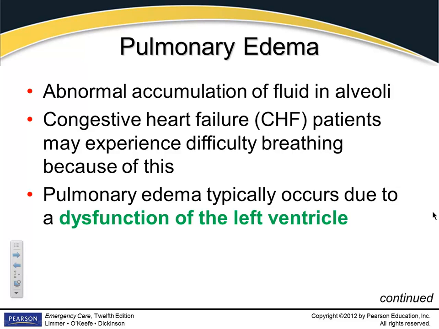Now you can have both right-sided and left-sided failure. If the left side's failing, eventually the right side is going to fail as a consequence of that. As it backs up into the lungs, it's going to back up into the right side, which is going to back up throughout the body. So you may start out with left ventricle damage that's going to cause right ventricle damage.